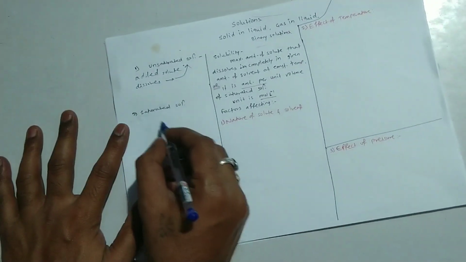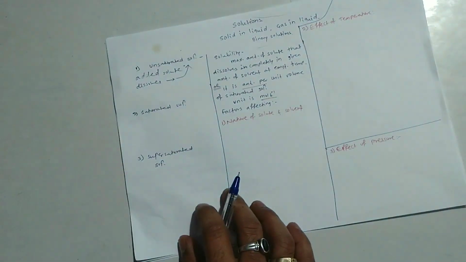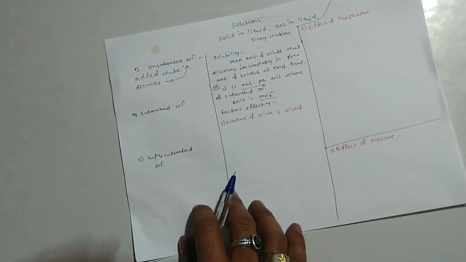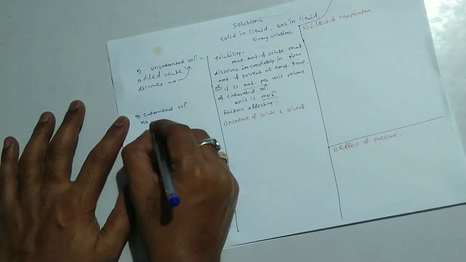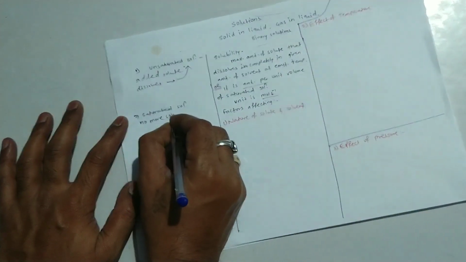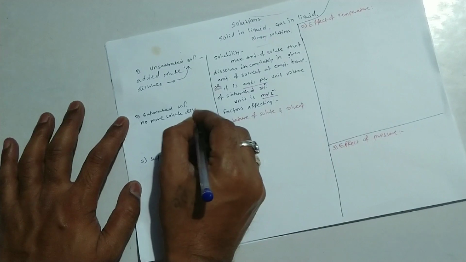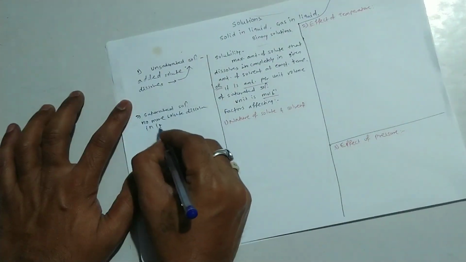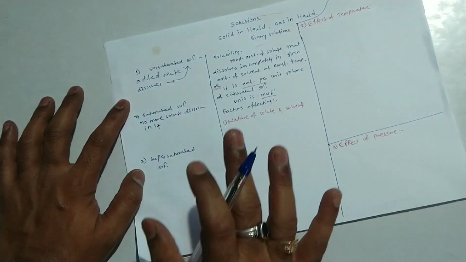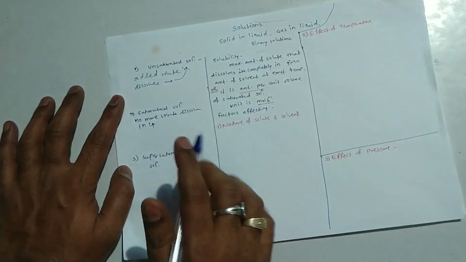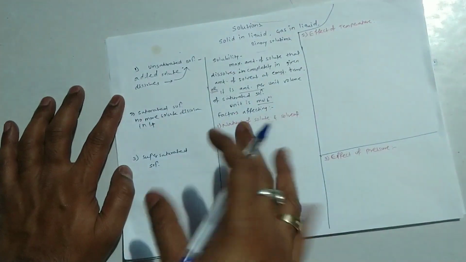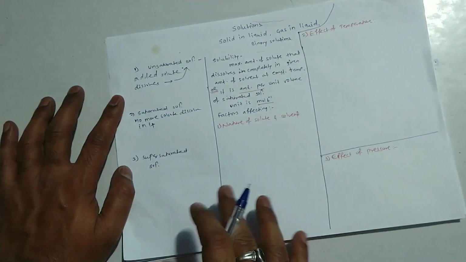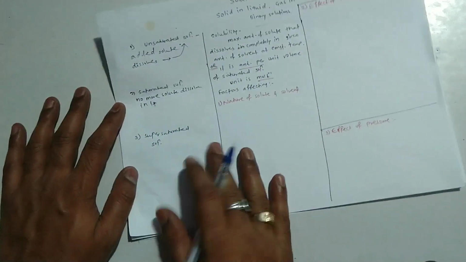But if we come towards the saturated solution, it's a solution in which the maximum amount of the solute gets dissolved. That is, simply we can say no more solute dissolves in it. It's a solution which contains the maximum amount of the solute in the dissolved state. That means if we add excess NaCl in the solution, and it doesn't dissolve, then that type of solution is called a saturated solution.